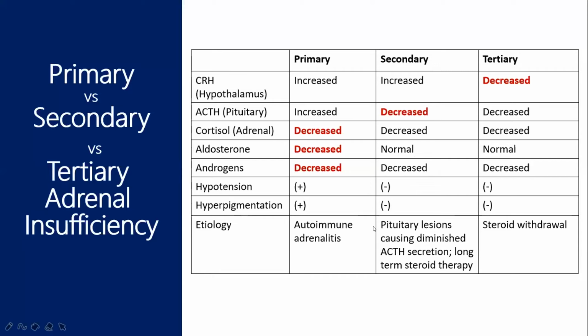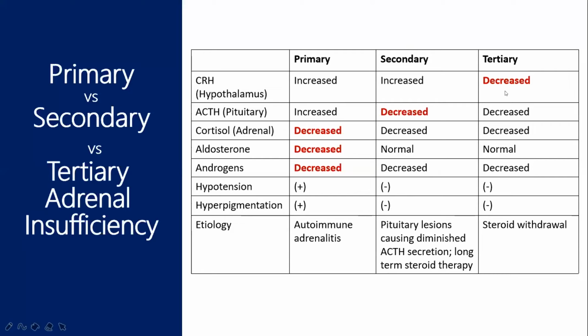So secondary adrenal insufficiency is usually due to pituitary lesions, causing diminished ACTH secretion, and other causes would include long-term steroid therapy. Tertiary adrenal insufficiency is due to a decrease in production of hypothalamic CRH.